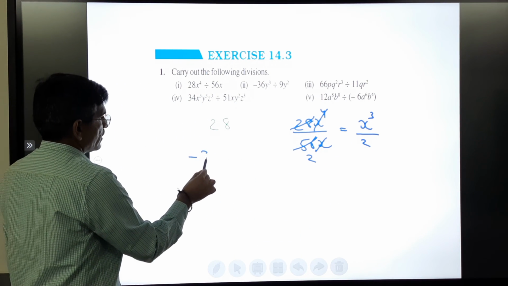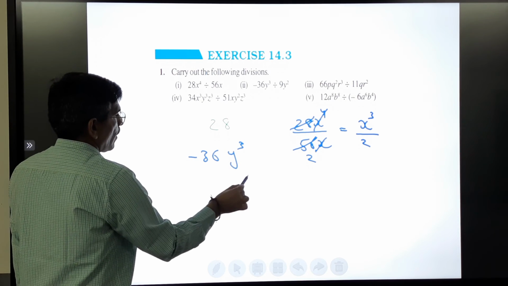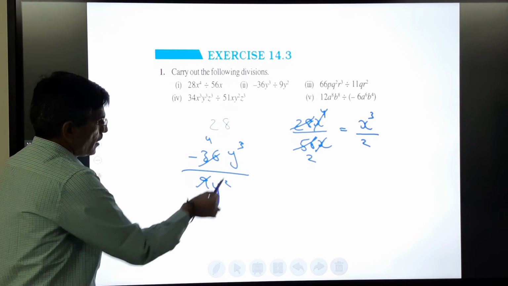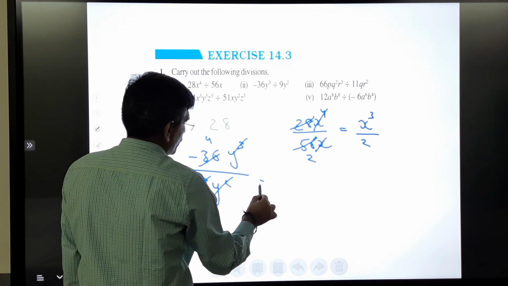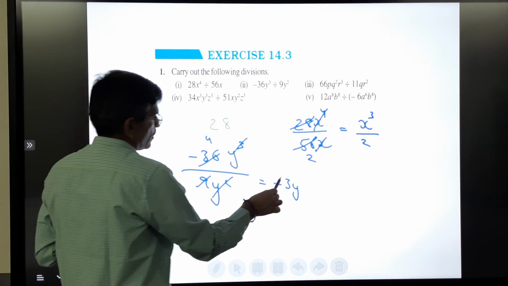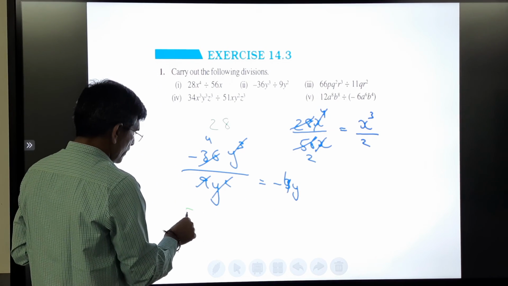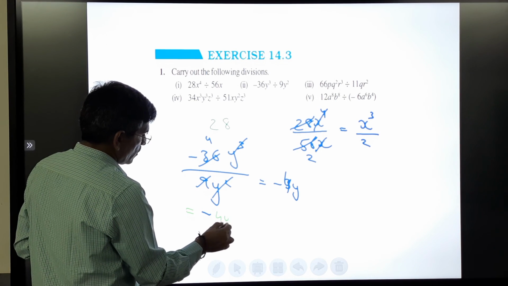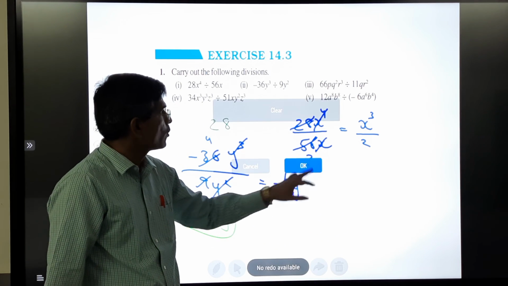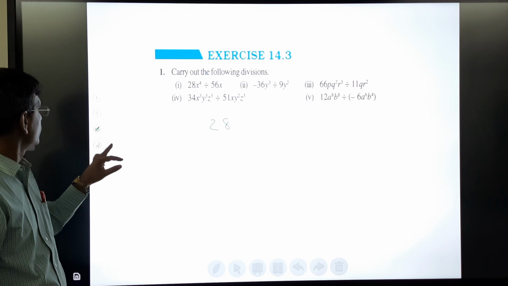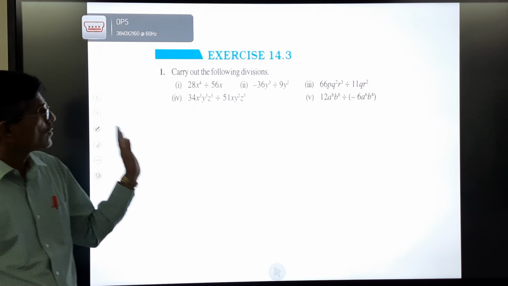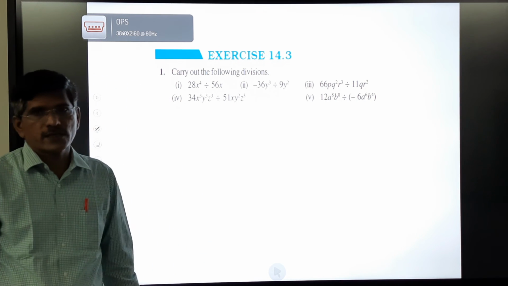Another sum, if I try: minus 36 y cube divided by 9y square. So 9 fours are 36. Power 3 and power 2. So minus 4, and y to the power 3 minus 2, that is y. You can say minus 4y, that is our answer. So you have to complete it yourself because it's monomial divided by monomial. Complete it in your homework book, that is exercise 14.3.